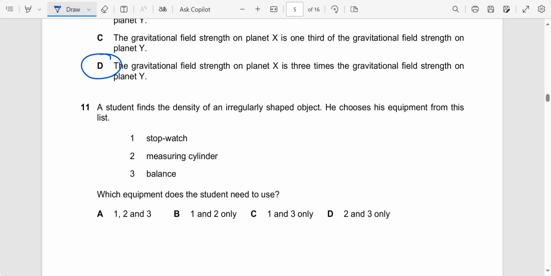So the student finds the density of an irregular object which uses this equipment from the list: stopwatch, measuring standard and balance. Which equipment does the student need to use? That's 2 and 3. Stopwatch has nothing to do with that.